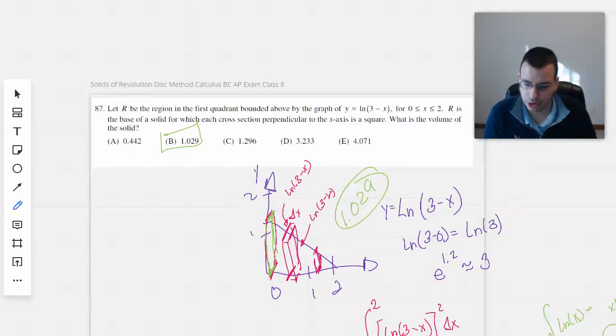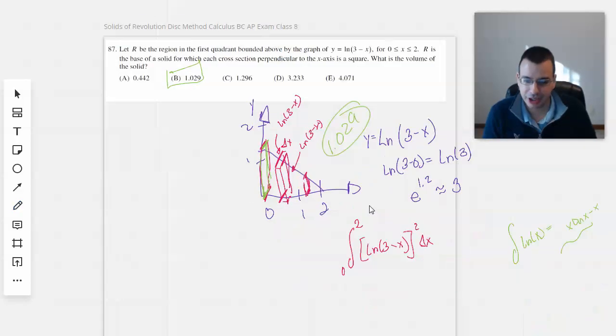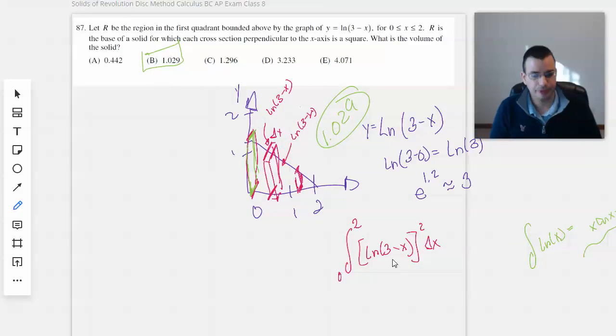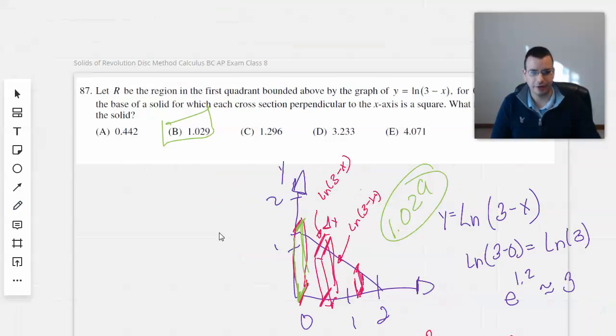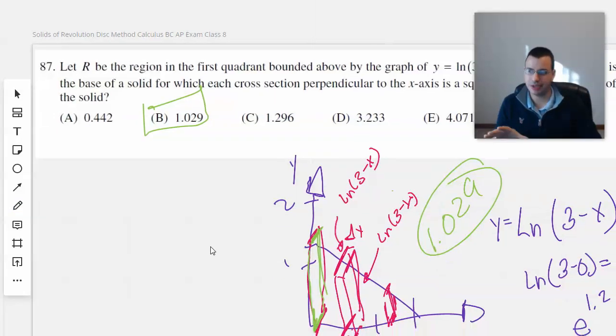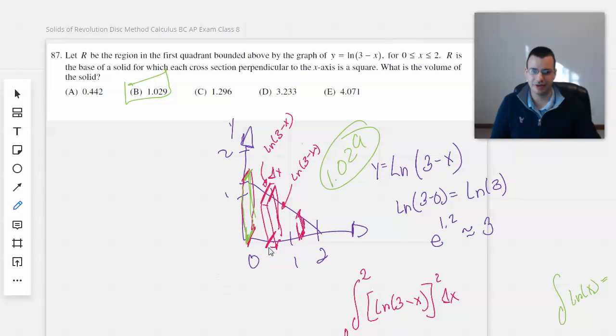So 1.029. And what we did there was we set up the integral using squares instead of circles, and then we calculated it through the brute force of the calculator. The trick here is being able to set up the integral, and then being smart enough not to solve it. Though you could solve that, man, that would take you a long time. You don't have time. This is like a 2-minute problem, so you need to move quite quickly. And the hard part would just be knowing that this is the way you want to make your squares.